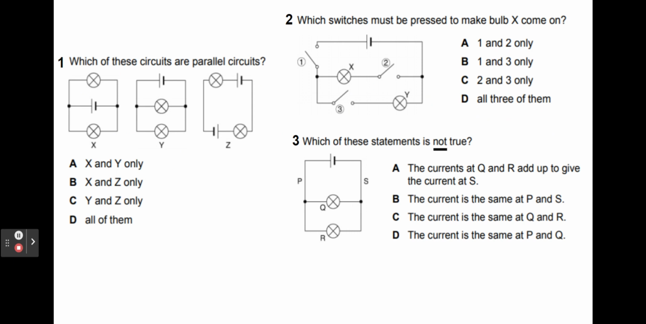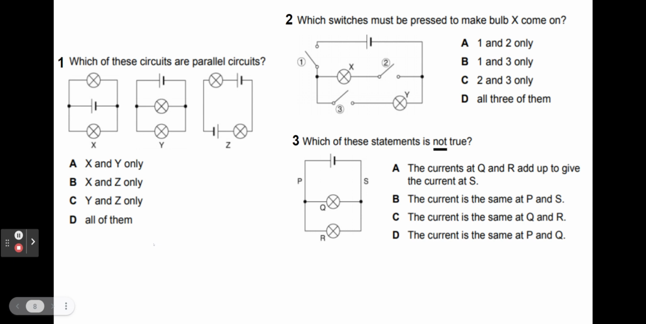Okay, so something for you to try now. Got 3 questions. Read through these questions, and then have a guess at what you think the answer might be based on the information that we've watched so far in the video. So, which of these circuits are parallel? That's question number 1. Which switch must be pressed to make bulb X come on? Okay, and then which of these statements is not true? So pause the video and have a little go.